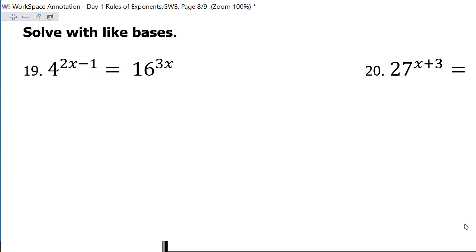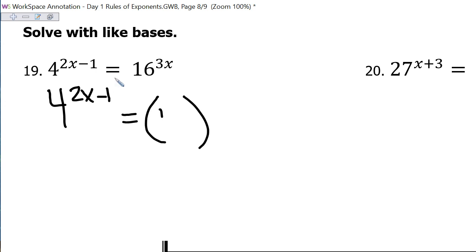Okay, these last four, it says solve with like bases. So we need to get a common base. So notice for 19, we have a base of 4 and a base of 16. What would be a common base I could use for 4 and 16? 4. So the left side is good. But the right side, instead of 16, that would be 4 to what power? Squared, yeah, 4 squared. And then after the 16, the exponent is 3x.